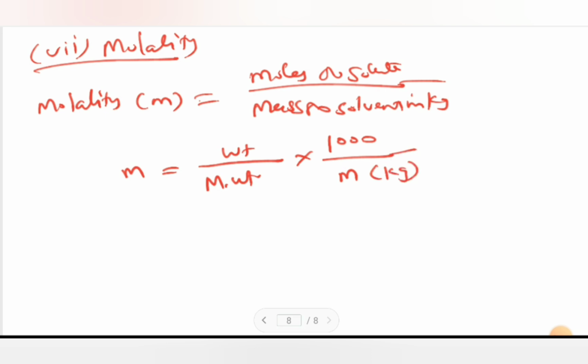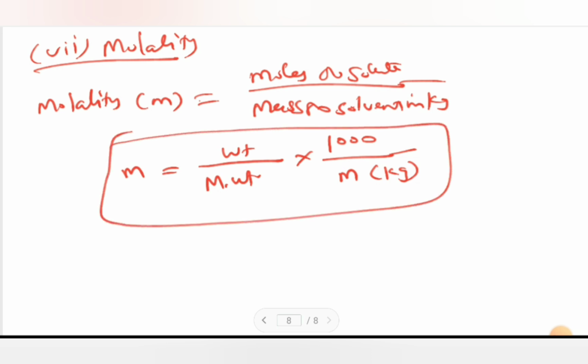In the previous case, molarity, the volume is in ml. In this case it is kilogram. So remember these formulas so that you can solve the problems very easily.